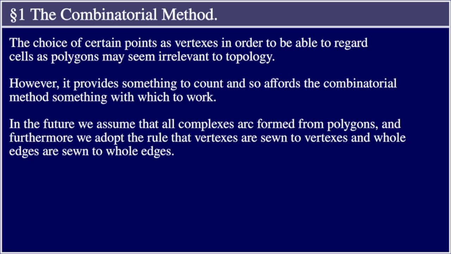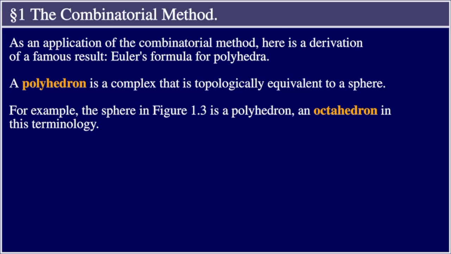In the future, we assume that all complexes are formed from polygons, and further, we adopt the rule that vertices are sewn to vertices and whole edges are sewn to whole edges. As an application of the combinatorial method, here is a derivation of a famous result, Euler's formula for polyhedra. A polyhedron is a complex that is topologically equivalent to a sphere. For example, the sphere in Figure 1.3 is a polyhedron, an octahedron in this terminology.